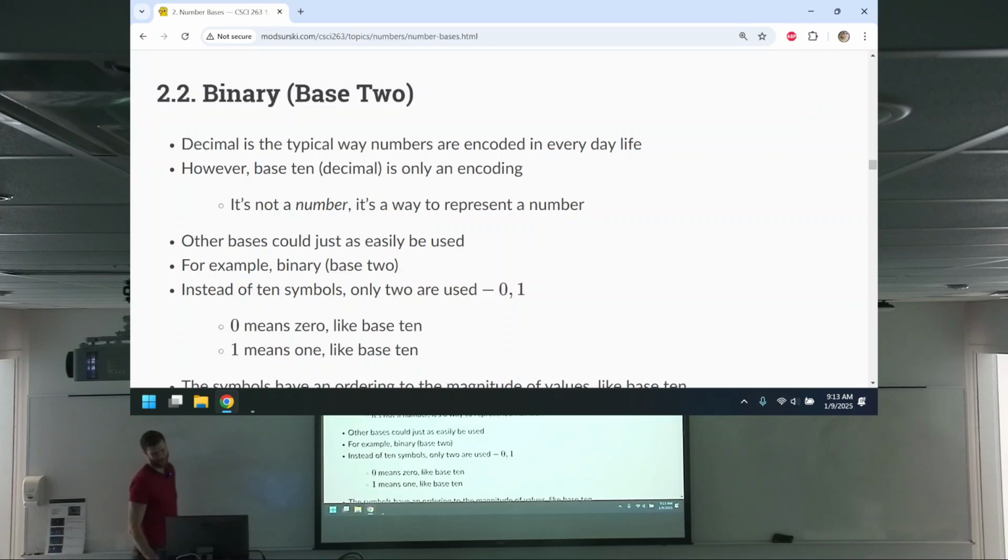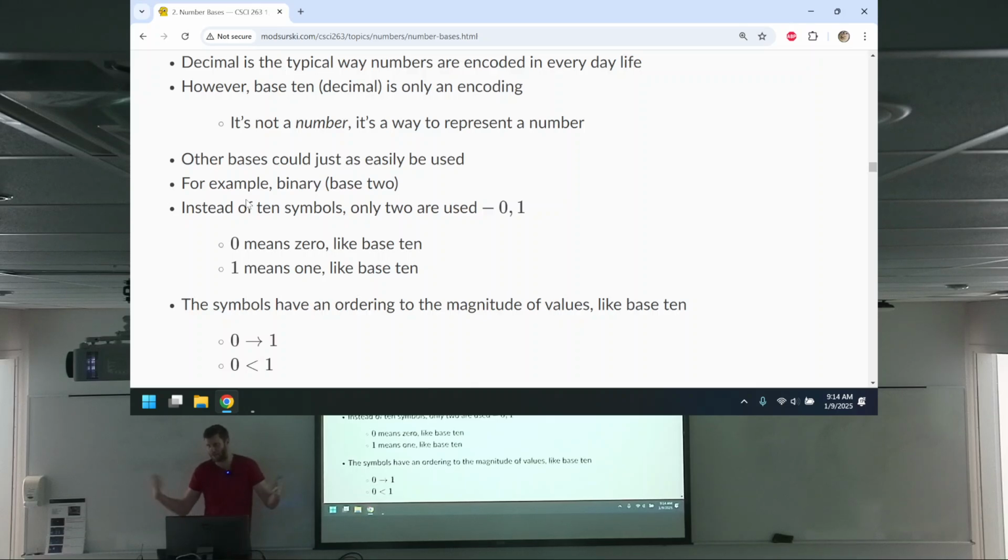So decimal's the typical way we encode our numbers in everyday life. But base 10 is only an encoding of information, right? When I have the number 123, that has a magnitude meaning. If I write it as 123, I've encoded it as 123 in base 10. That's only an encoding. Other bases could be used. We could use base 2. Instead of 10 symbols, we only have 2, 0 and 1. 0 means 0, just like base 10, and 1 means 1, just like base 10.